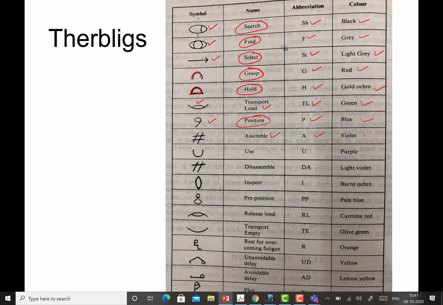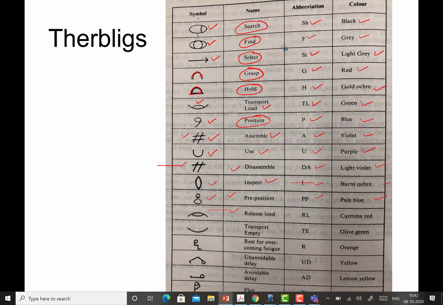Then assemble: symbol A, violet, and this is the symbol. Use is the kind of activity. U is the letter, and purple is the color. Then disassemble: in assemble we have two horizontal lines, here just a single horizontal line. DA is disassemble, and light violet. Then inspect, this is I, and this color. Pre-position is the symbol PP, and this color.